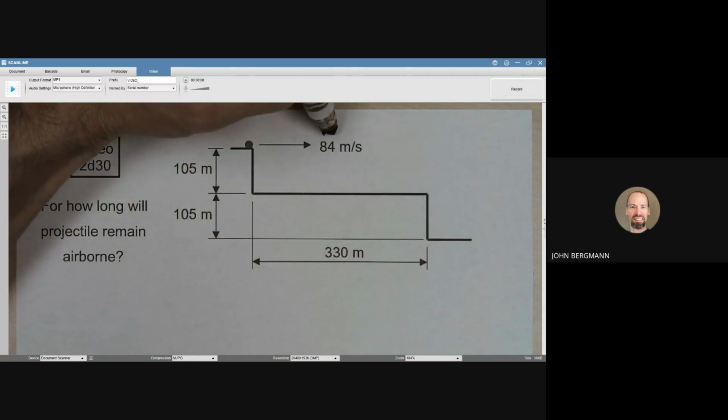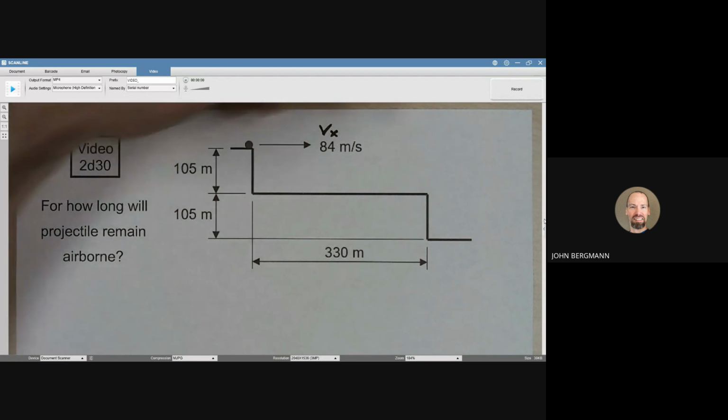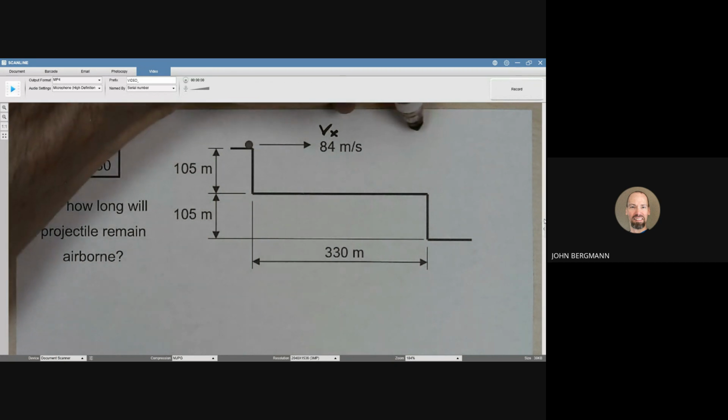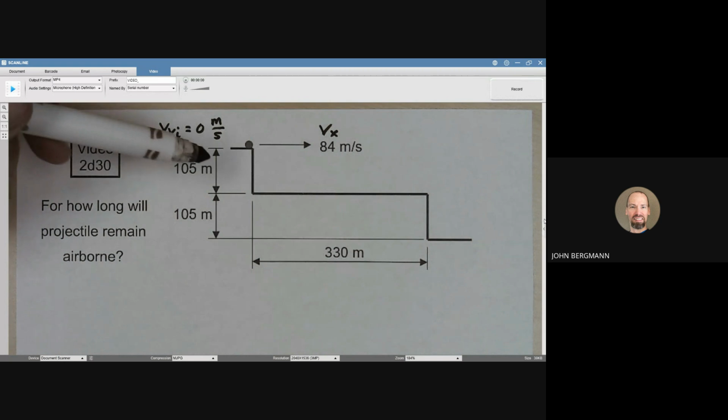This 84 meters per second is v sub x, the velocity in the x direction. Because we are launching it horizontally, you can see the vector here that's drawn is a horizontal vector. Then we know that Vy initial is equal to 0 meters per second. What that says is the projectile isn't being launched upward or downward initially, only in the x direction.